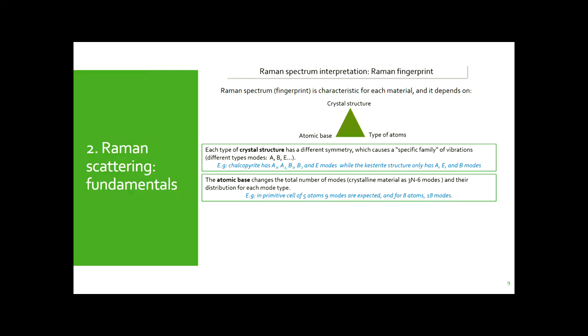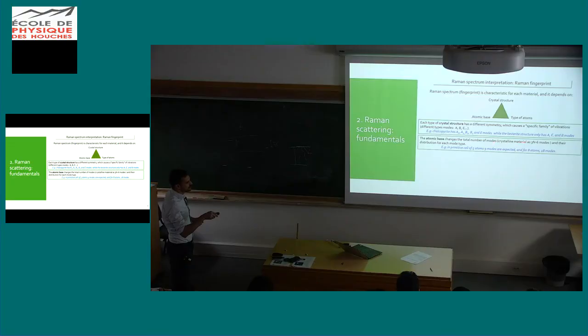Atomic base, because this changes the total number of modes. For example, in crystalline materials, we have 3n minus 6 modes, where n is the number of atoms in the unit lattice, and their distribution for each type of mode. For example, in a primitive cell of 5 atoms, following this formula, we will have 9 Raman modes. In a primitive cell with 8 atoms, we will have 18 different Raman modes.